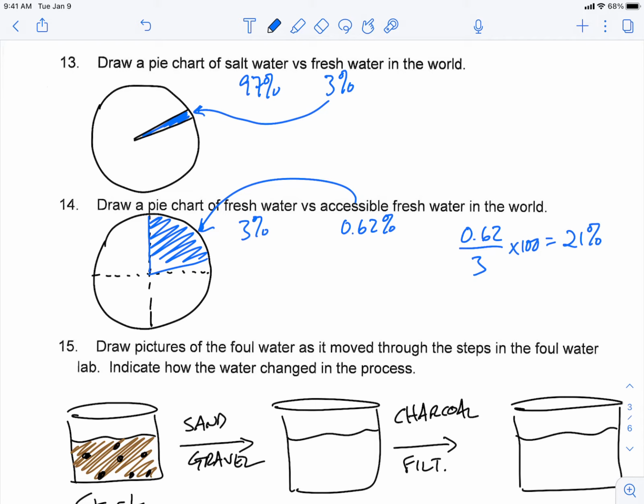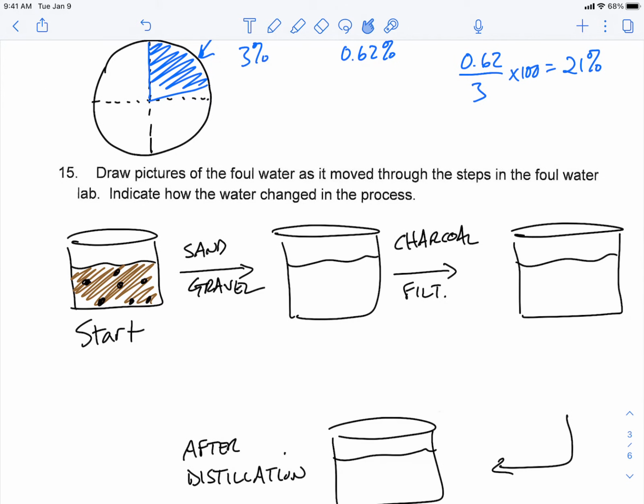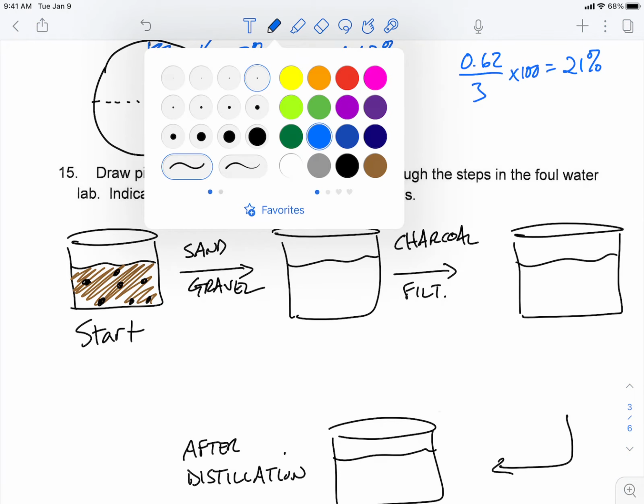All right. So keeping that idea about very limited amounts of fresh water in mind, we analyze the steps in the foul water lab. So I've got my water here. Initially, it was really dark brown. It had a bunch of stuff floating in it and sinking in it. And we put it through the sand gravel filter. And so what did it look like when we were done?